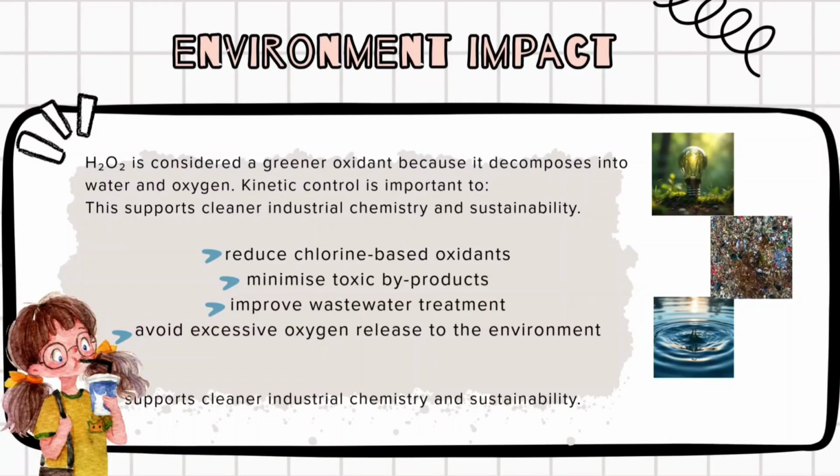Secondly, environmental impact of hydrogen peroxide. Hydrogen peroxide is considered a greener oxidant because it naturally decomposes into just water and oxygen. Since this reaction can happen quickly, controlling the reaction kinetics is very important. By regulating the rate of decomposition, we can reduce the use of chlorine-based oxidants, minimize the formation of toxic byproducts, and improve wastewater treatment processes. It also helps prevent excessive oxygen release into the environment. Thus, the controlled use of hydrogen peroxide supports cleaner industrial chemistry and promotes sustainability.